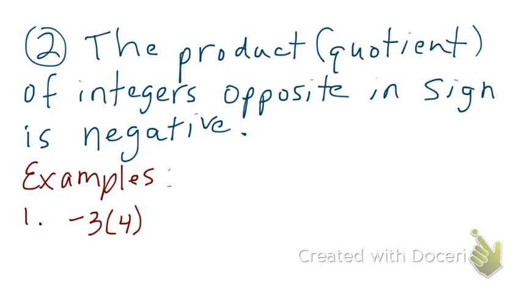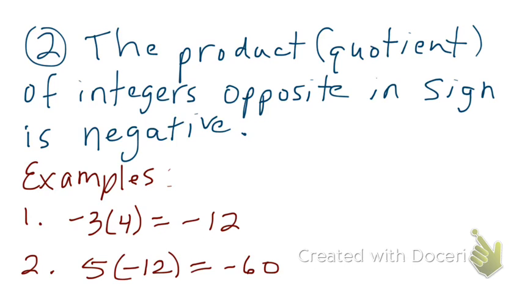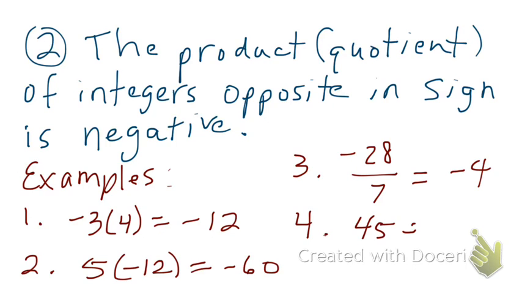So we'll look at a couple of examples. Negative 3 times 4, get negative 12. Again, we have opposites here. Number 2, 5 times negative 12. Again, we have opposites. We're going to get a negative 60. On number 3, we're going to divide opposites, so we'll get a negative. Same thing with number 4. Divide opposites, we're going to get a negative. And again, you'll notice the different ways we write multiplication and division.